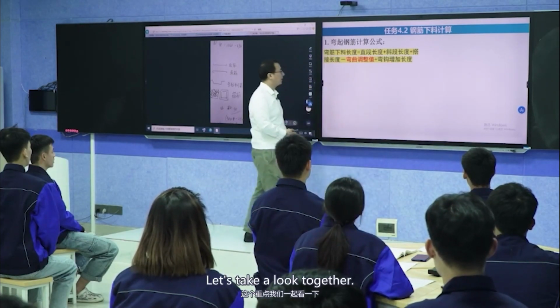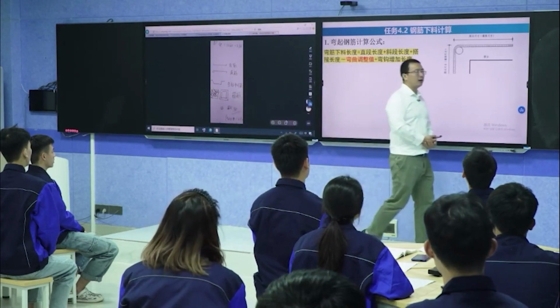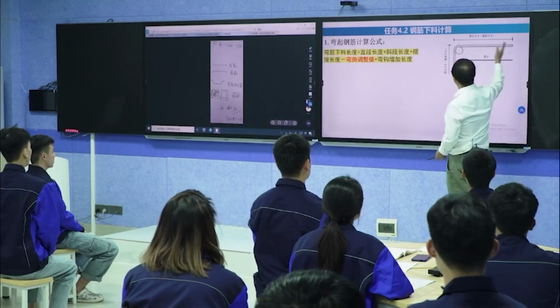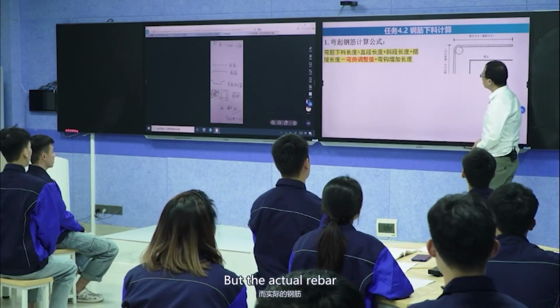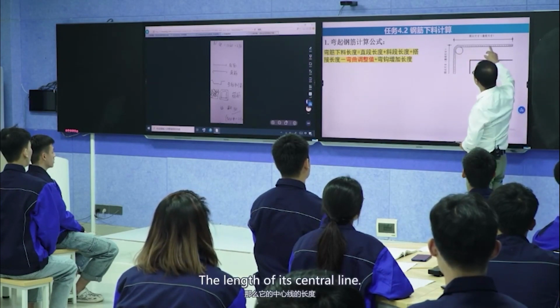Let's take a look together. What is the bend adjustment value? When we measure the rebar, what we measure is its outer dimension. But the actual rebar is like this: the length of its central line.